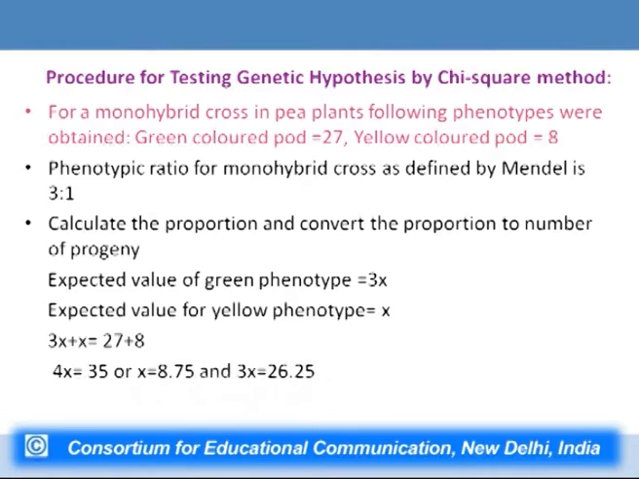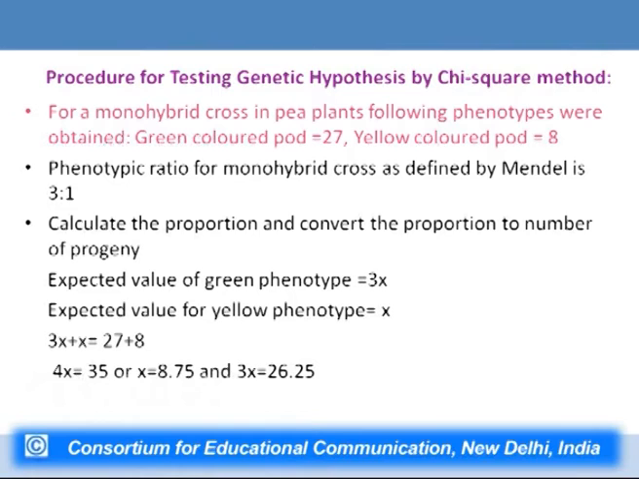Now, our job is to propose the hypothesis, calculate the proportion of each phenotypic class and convert the proportion to number of progeny. In this particular case, since it is a monohybrid cross, the expected value of the green phenotype will be 3x, whereas the expected value for the yellow phenotype will be x. x can be generated using this ratio and the total number of phenotypes for both the classes. So, 3x plus x equals 27 plus 8, that is 4x equals 35, or x as calculated is 8.75.